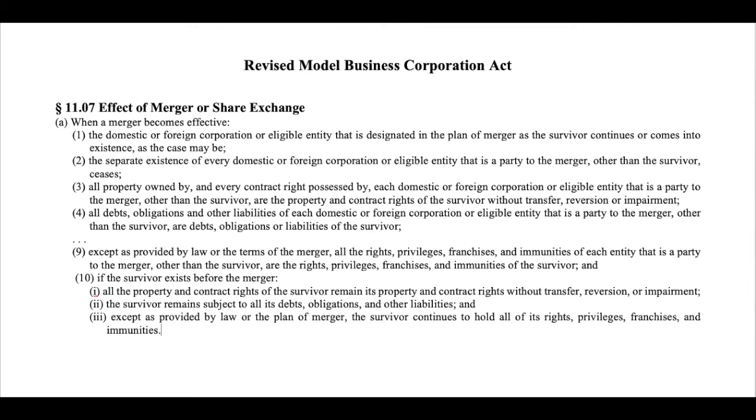11.07A2 then says the separate existence of non-surviving entities ceases. Property owned by and each contract possessed by each domestic or foreign corporation becomes an obligation or property of the surviving firm. All debts, obligations, and other liabilities become those of the survivor. Subparagraph 9 says, except as provided by law or the terms of the deal, the rights, privileges, franchises, and immunities of each entity become those of the survivor. And finally, if the survivor exists before the merger, its property, contract rights, etc. remain all its possessions after the deal.